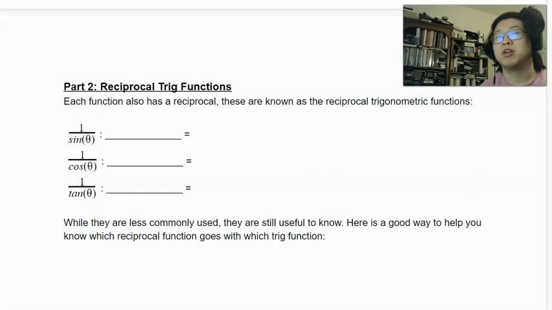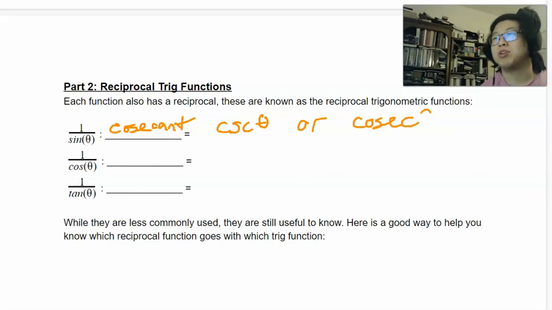So let's get started. 1 over sine, or the reciprocal of sine, is cosecant, which we usually abbreviate as CSC. Sometimes other countries use cosec. Either way, it doesn't really matter how you put it, but in America anyway, you'll probably see cosecant, CSC, a little more often.